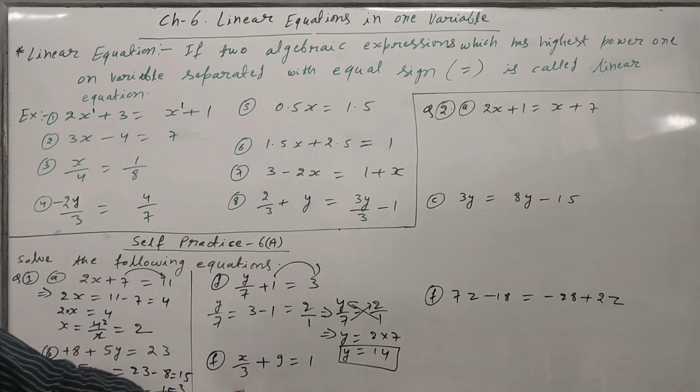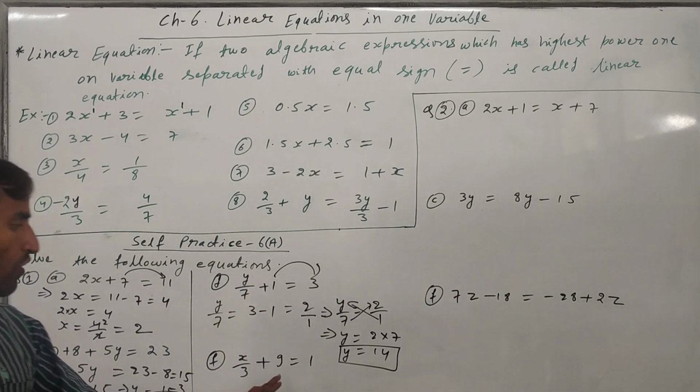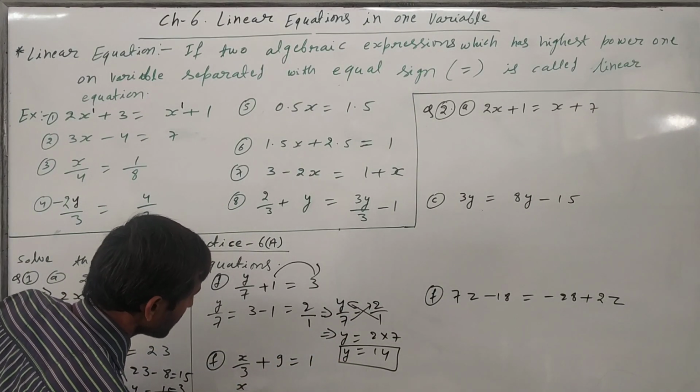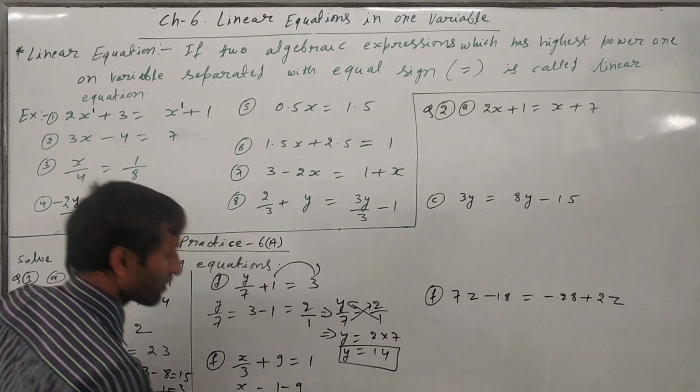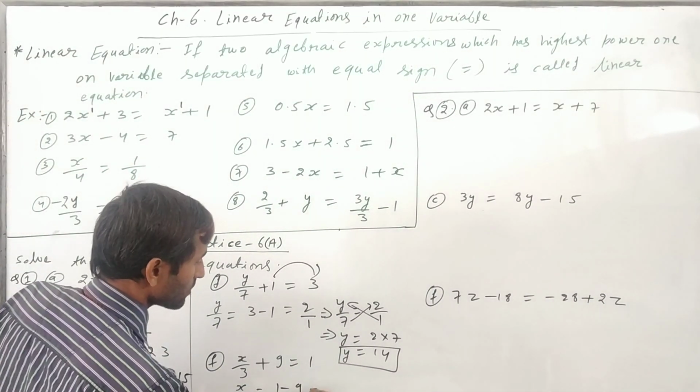Okay. Now in question number F, the same process we have to do. Again, first of all, transpose this 9 to that side. So it will come x upon 3 is equal to 1 minus 9. Now we will subtract 1 minus 9. How much will come? Then it will come minus 8.